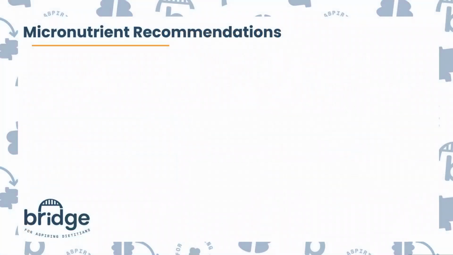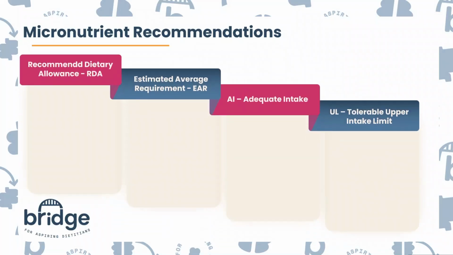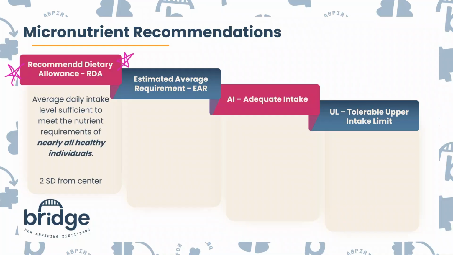Now, let's look at the micronutrients. The dietary reference intakes, or DRIs, are a set of 4 values that help us determine whether someone is getting enough or possibly too much of a vitamin or mineral. If there's one to know, it's the RDA, the recommended dietary allowance.